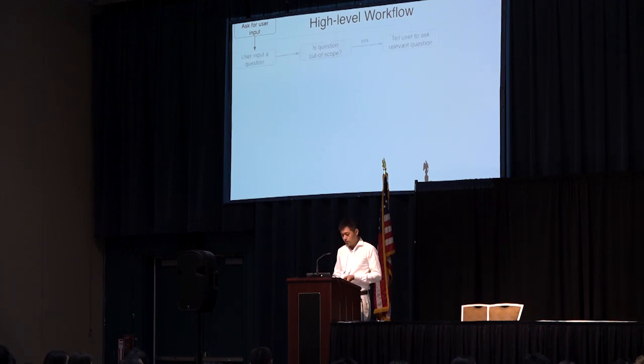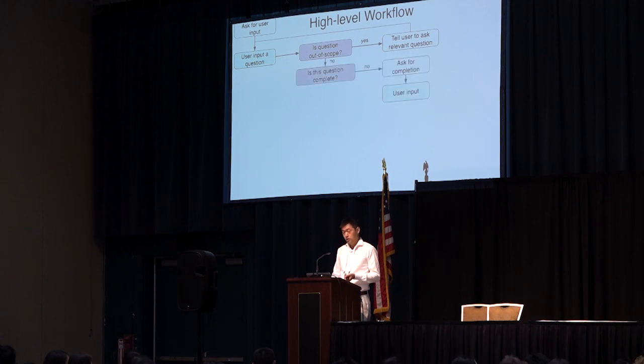So start with user input, where the user inputs a question. The first thing we do is ask ourselves, is the question out of scope? If yes, we tell the user to ask a relevant question, right? If no, we do the next step. The next step is to check if the question is complete. If the question is complete, we're good. If the question is not complete, we ask for completion.